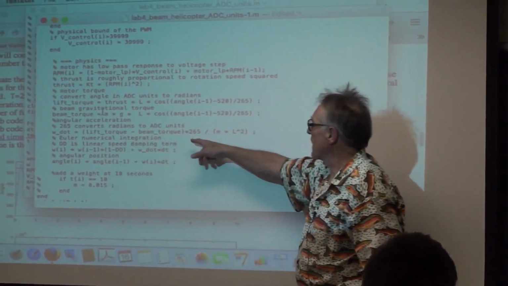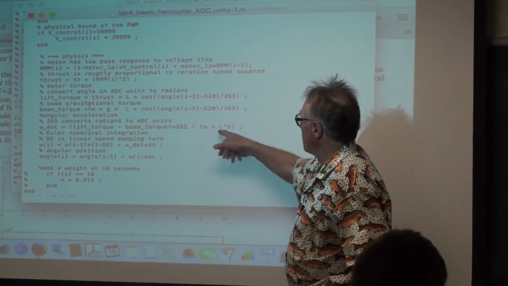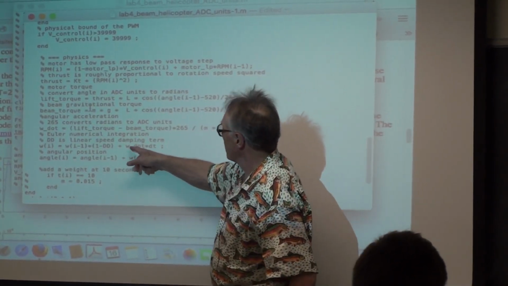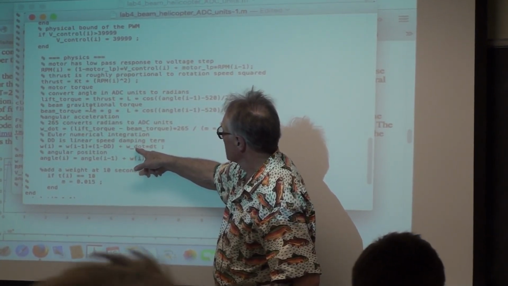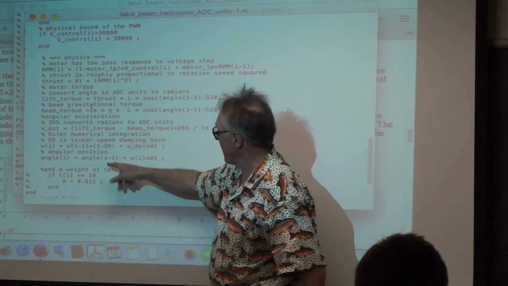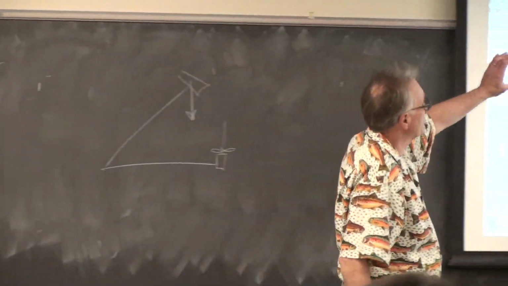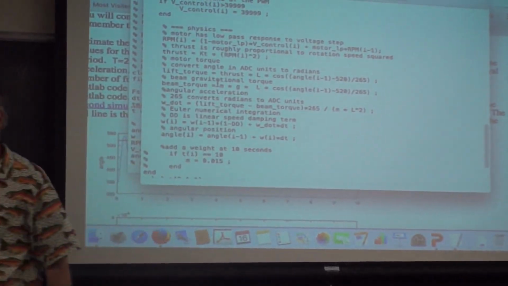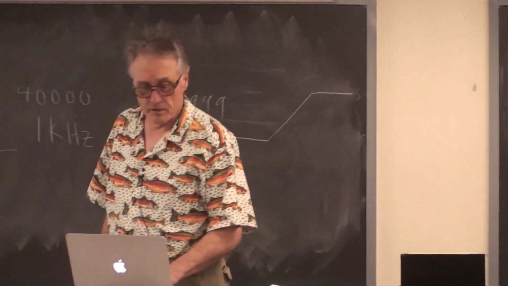So we subtract the torques because we're interested in the angular acceleration. We scale by the moment of inertia, and then do a numerical integration, Euler integration, of the angular acceleration to velocity, and then velocity to angle. And so really what we're saying is that there's two torques. We're going to subtract them, get the angular acceleration, integrate it to position, and what we want to control is the position.